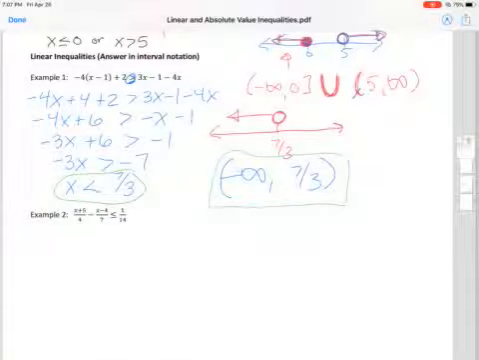So what that means is if I pick anything less than 7/3 and I plug it back into my original equation, or actually my original inequality, I'm going to get a true statement. If I plug in something that's greater than 7/3, then I'm going to get a false statement because that would be something that is not in my solution set.